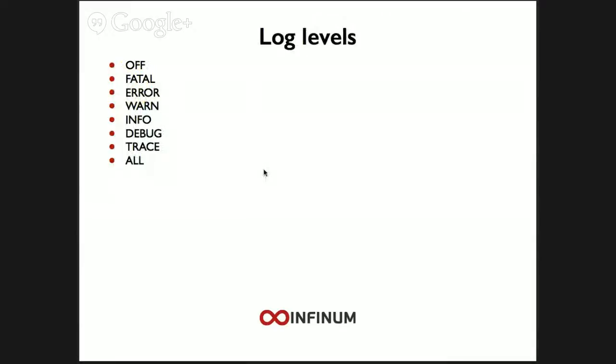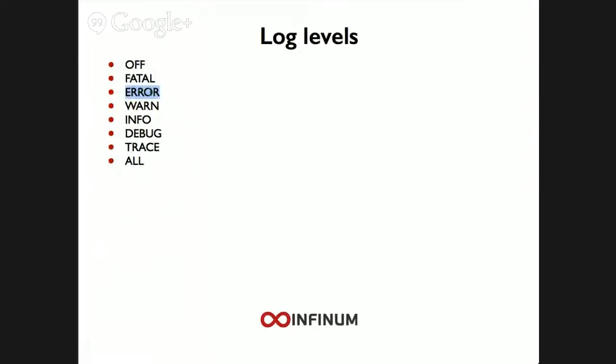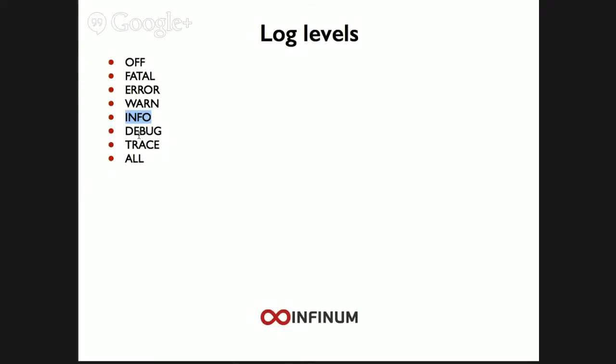And these are some log levels that you can set. You can set it to off, not logging anything, fatal, error, warn, info, debug, trace, and you can set all. Of course, if you set error, you will only catch error and fatal. If you set info, you'll catch info, warn, error, and fatal. If you set all, you will catch them all.